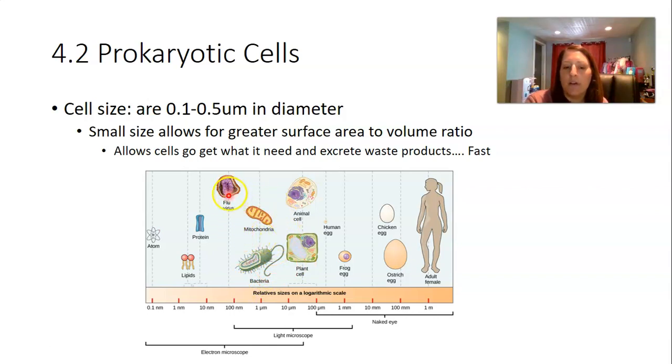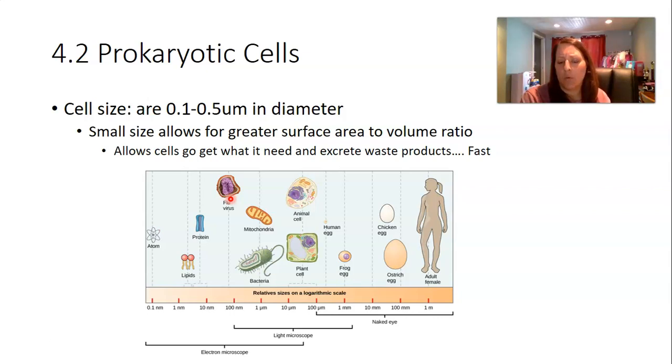Okay, and if we go down here, the flu virus, interesting. So the flu virus or the coronavirus, we would need an electron microscope to see those. And these viruses we consider to be non-living. They don't possess all the characteristics that living organisms possess. Okay, so prokaryotes as well as eukaryotes, our cells usually are going to be microscopic. We are going to need some type of microscope, either a light microscope or an electron microscope, to really see these cells. And the question is why?